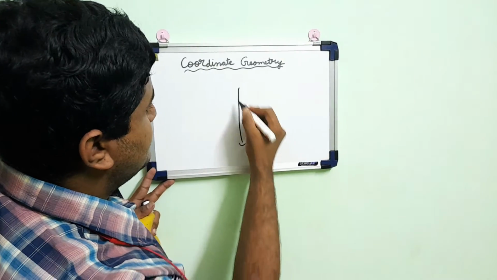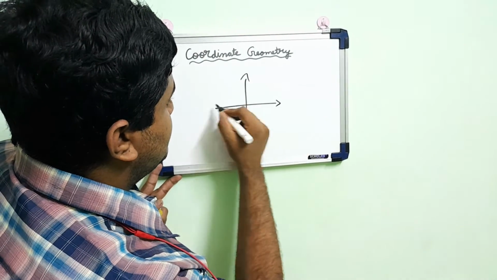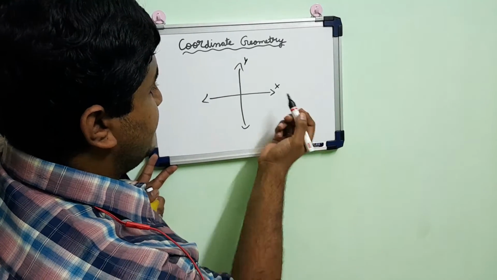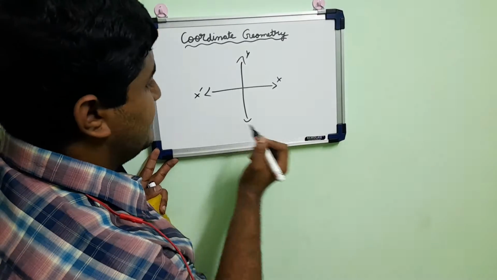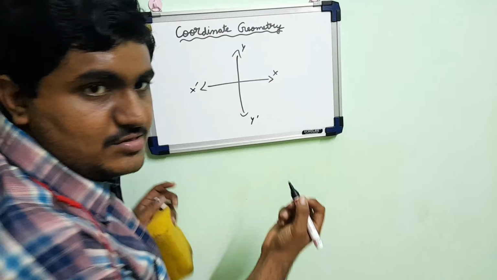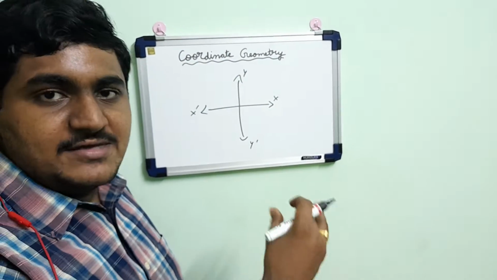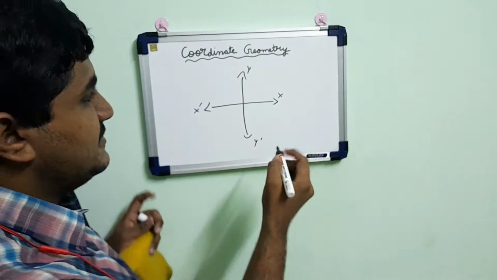First, you may all have seen the x-axis and y-axis in your lower classes. The right side is the x-axis and this is the y-axis. The negative side is represented on the opposite side, that is x dash and y dash. So this is the representation of coordinate geometry, the Cartesian plane.